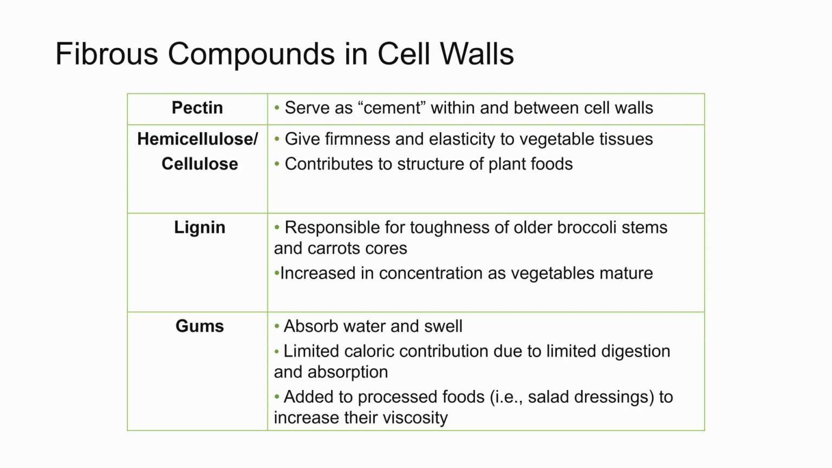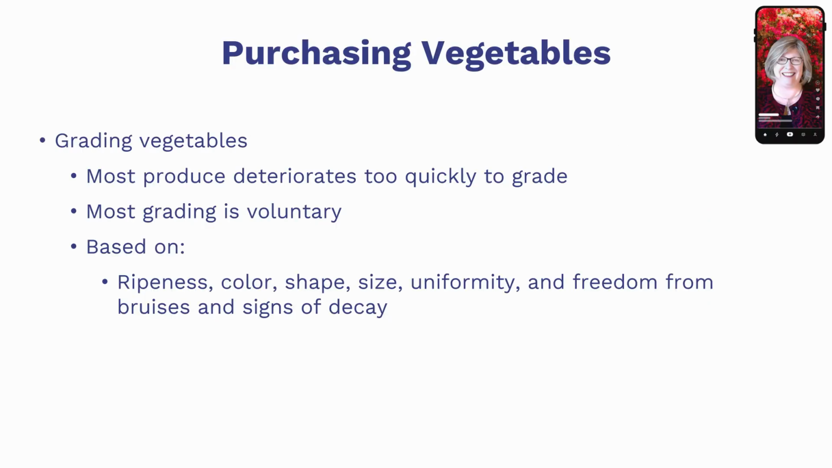And then gums absorb water and swell. There's limited caloric contribution due to limited digestion and absorption. Gums are added to processed foods to increase their viscosity. Let's talk about grading vegetables. Most produce deteriorates too quickly to grade, so most grading is voluntary. It is based on ripeness, color, shape, size, uniformity, and freedom from bruises and signs of decay.